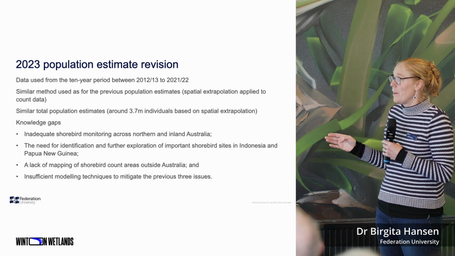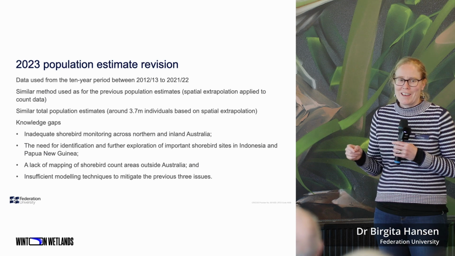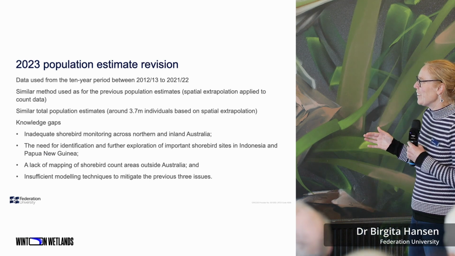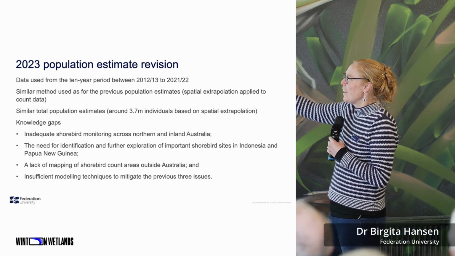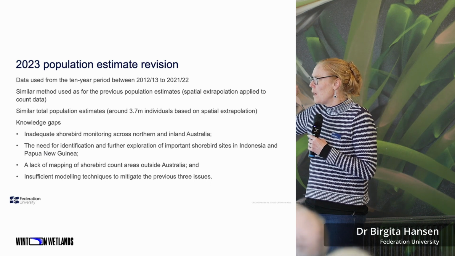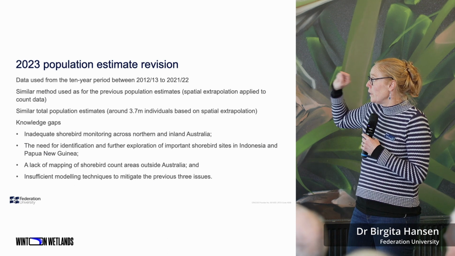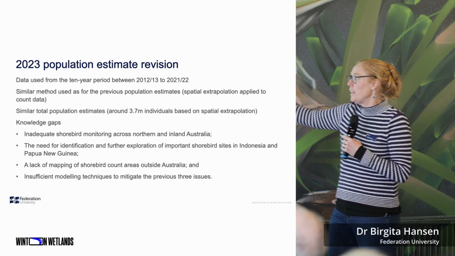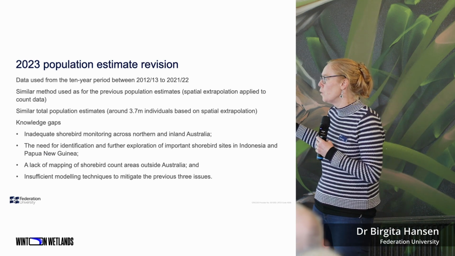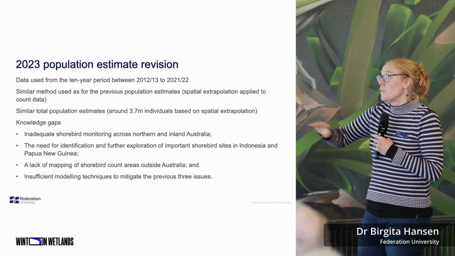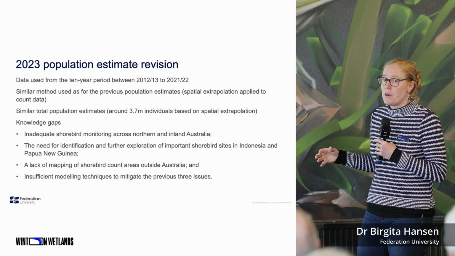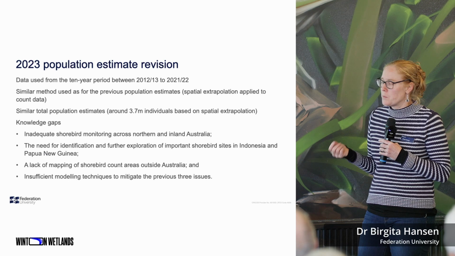The interesting thing I found out of this was the knowledge gaps they identified were pretty much identical to the ones we identified in the previous one, and that is we still don't have a very good handle on what's happening in inland Australia and northern Australia. We really need to get better at understanding what's happening in Indonesia and PNG. We just don't really know much about shorebird populations there at all. They still haven't got shorebird areas mapped in the rest of the flyway, which is a really high priority, and I think it's something the partnership's looking at.